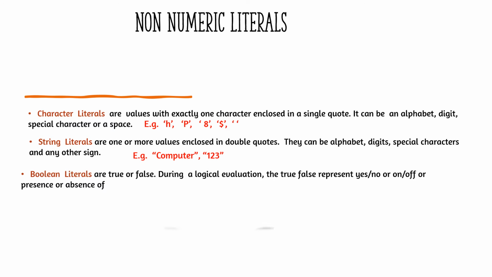And now Boolean literal. Here we can see this shows positive or negative. Boolean literal is true or false. So either positive or negative. During a logical evaluation, it will show on, off, true, false, or positive, negative. So according to that, we will give the value true, otherwise false.